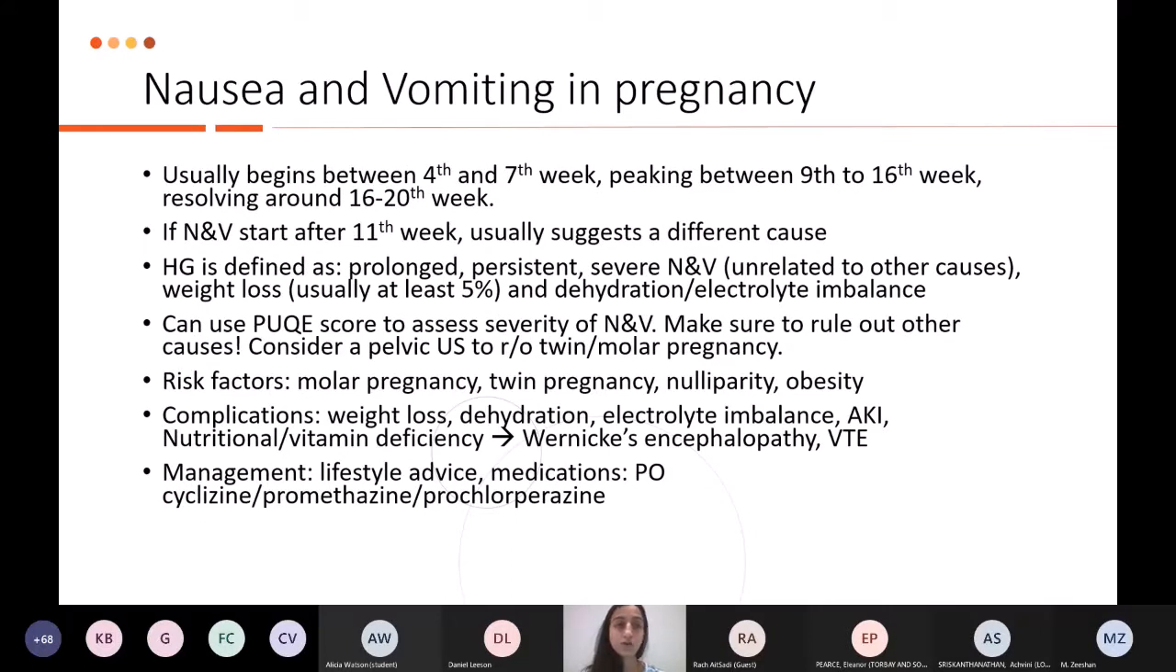So as we all know, nausea and vomiting in pregnancy is extremely common. Usually it begins between the 4th and the 7th week of pregnancy. Usually that will peak by week 16 and then hopefully should start to trail off by week 20. If you get nausea and vomiting that starts after the 11th week, you might want to think that actually this is probably not related to pregnancy and think about other things. On the more extreme spectrum of that, some women do develop hyperemesis gravidarum, which was very big in the news in the last few years.